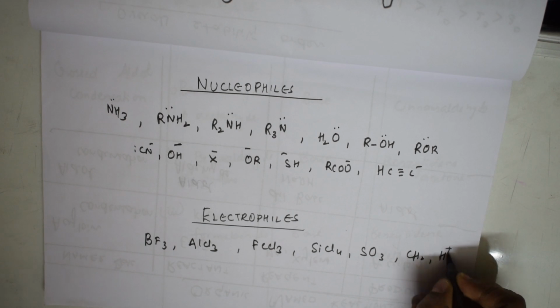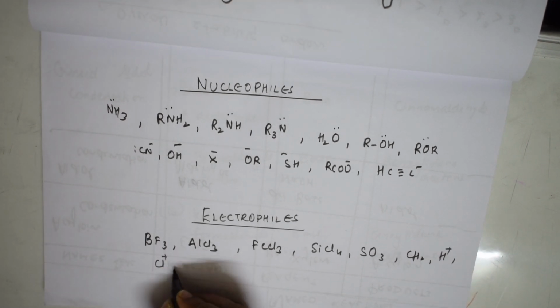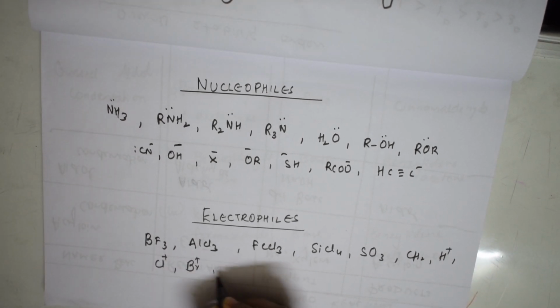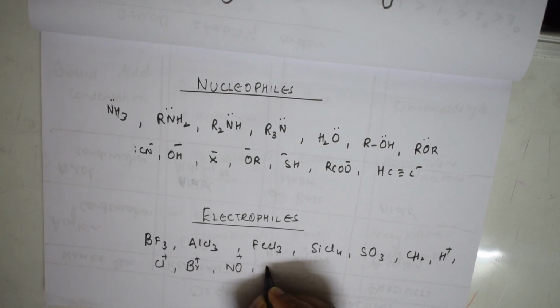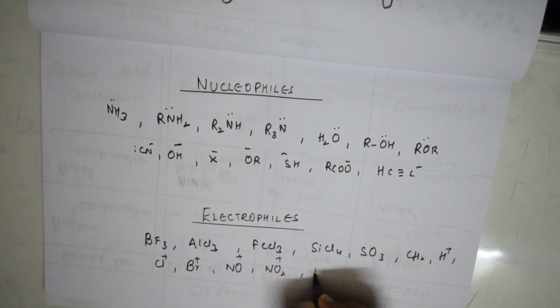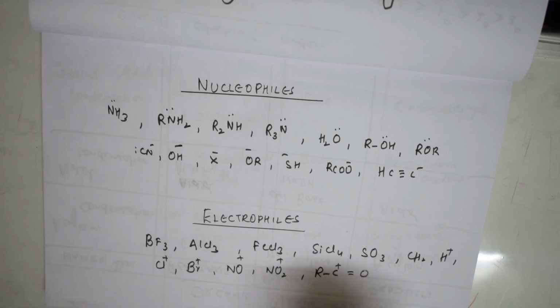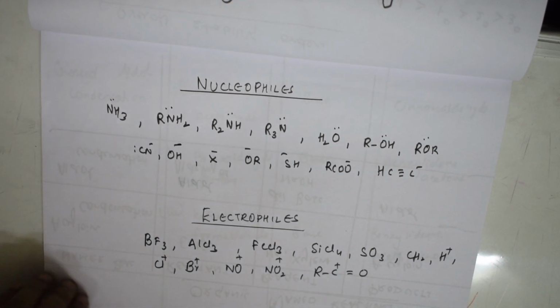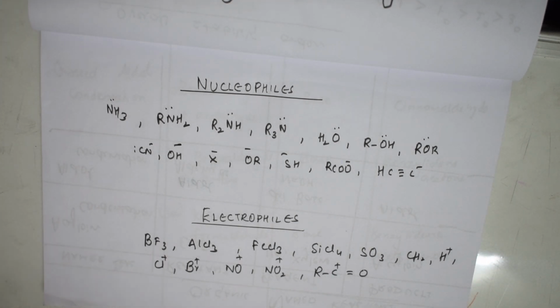It can be H plus, Cl plus, Br plus, NO plus, NO2 plus, and RC plus double bond O. So many electrophiles are there which you will be using, which are electron deficient, and I call them Lewis acids because they keep accepting electrons. They are electron deficient and they require electrons.